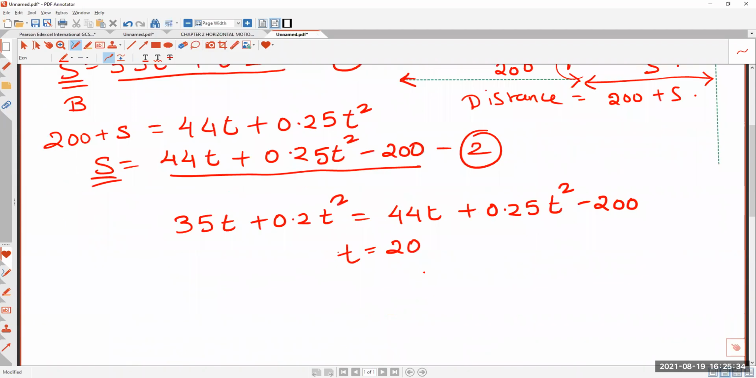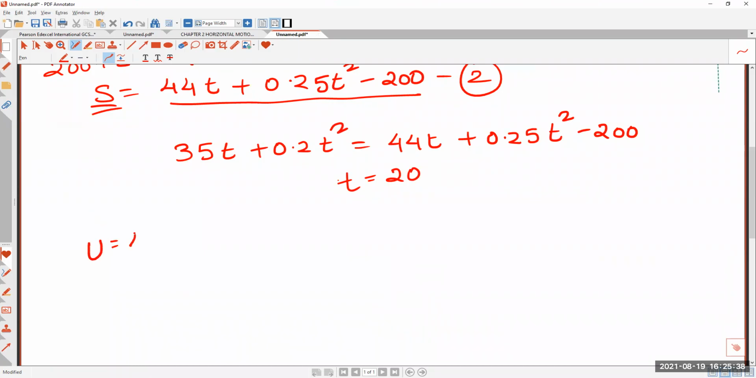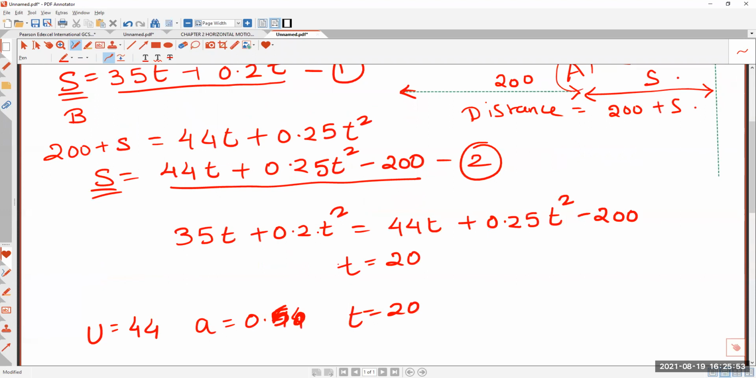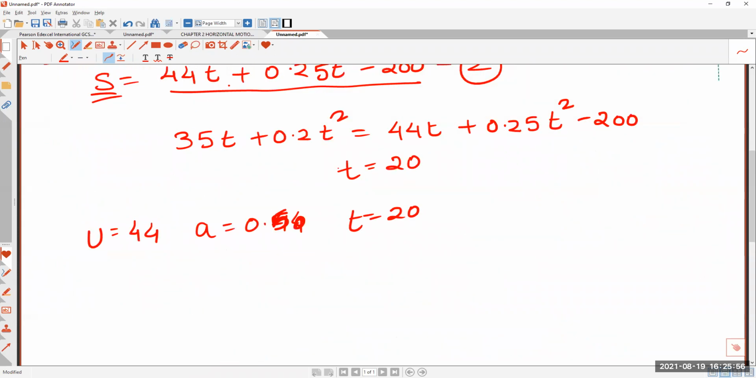You know initial velocity of B is what? 44. Okay, initial velocity is 44. Acceleration is 0.5. Time is 20. Can you do V is equal to u plus at? V is u plus a into t. That's your final velocity when it overtakes. Is this understood? Everyone understood this? It was too hard. Okay, all of you got this, na? Okay, do this, then I will do the next question.